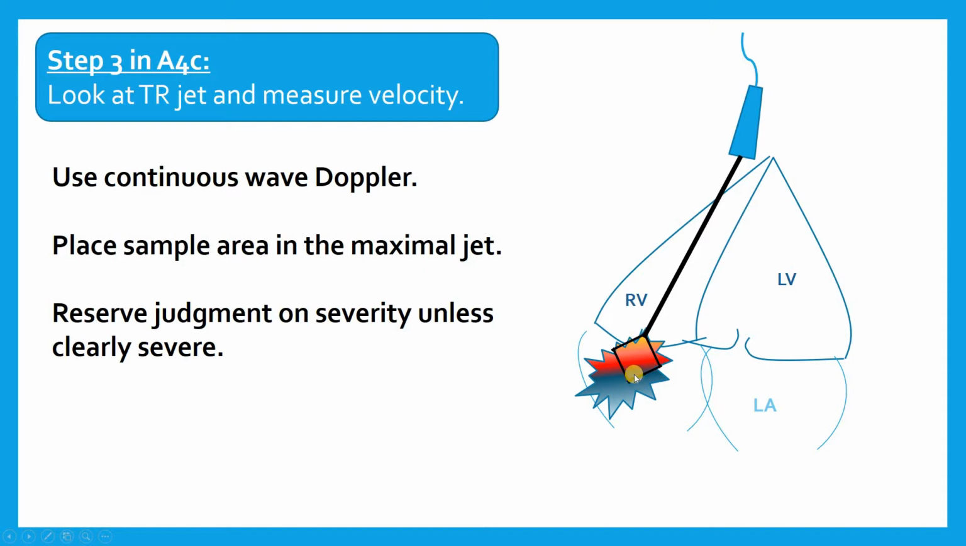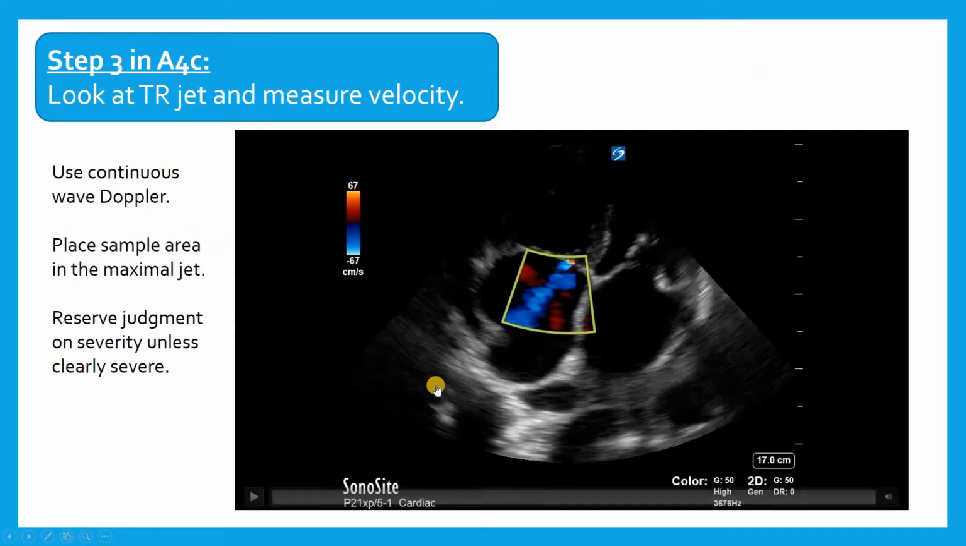So first, I'm obviously going to actually want to color the jet, and then I'm going to use my continuous wave Doppler to actually measure the velocity. You want to place your sample area where the jet is maximal, but we're going to reserve judgment on the severity unless it's clearly severe. Again, we want to look at jets in multiple views before we say this is a bad jet, this is bad TR. But we can always measure velocities in any view.